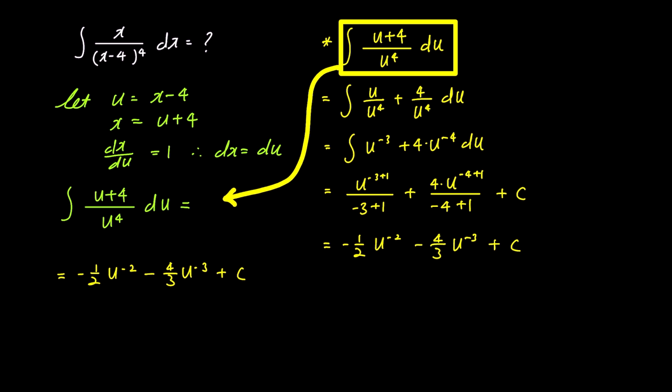Now, substituting back u is x minus 4, the final answer is negative half times x minus 4 to the power of negative 2 minus 4 over 3 times x minus 4 to the power of negative 3 plus c.